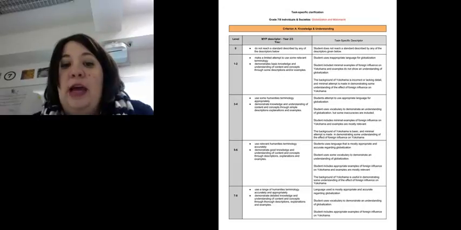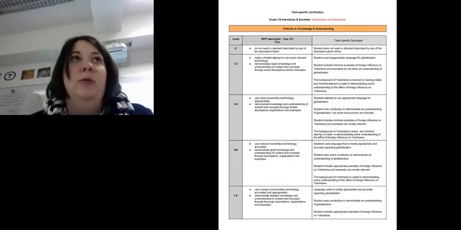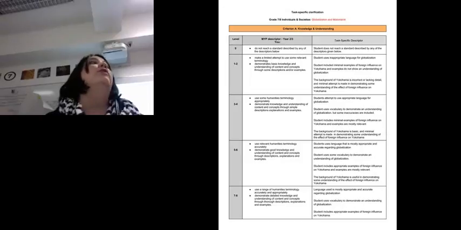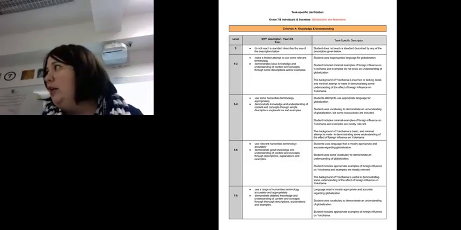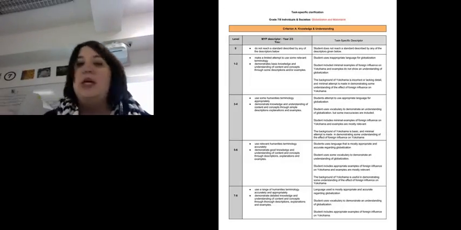Again, student uses vocabulary to demonstrate an understanding of globalization. Are you actually using the term globalization correctly? I mean, that's an important one.